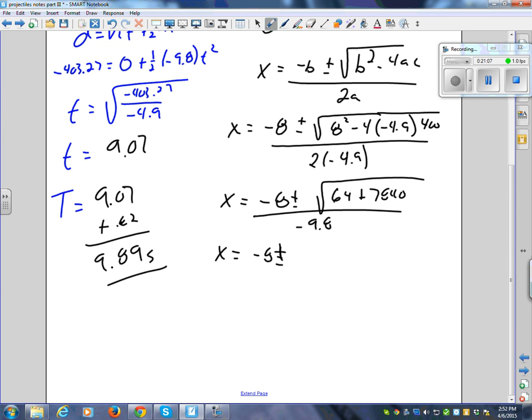88.9, that seems like a familiar number to me. 88.9 all over minus 9.8. Let's just pause here for a second while I clean up my messy handwriting.